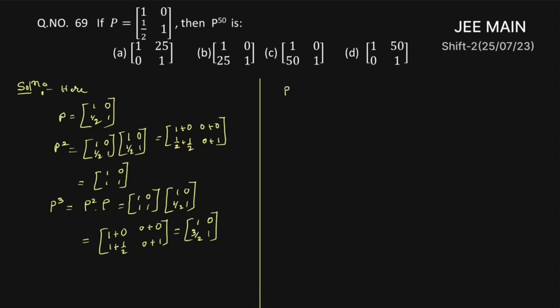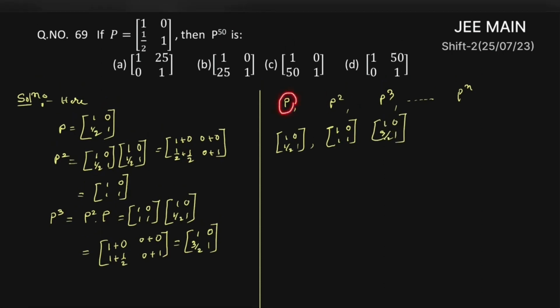If you observe the pattern p, p square, p cube, up to p to power n, then we are able to write p as the matrix [1, 0; 1 by 2, 1]. P square, we will get [1, 0; 1, 1]. P cube, we will get [1, 0; 3 by 2, 1]. If you observe this, when you get p to power 1, then you get 1 by 2, and the other elements remain the same.